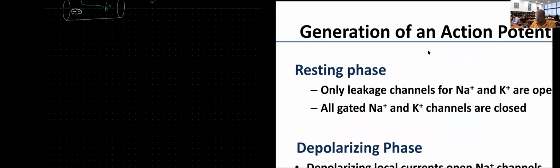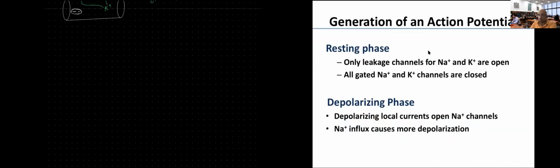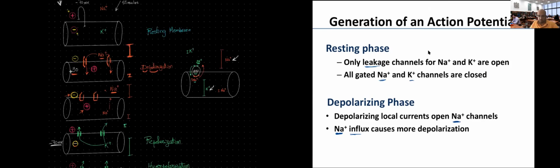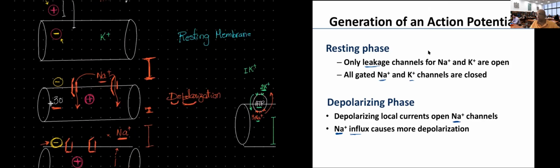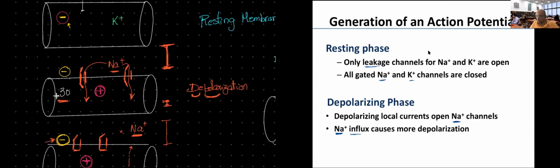All right, so during the resting phase, only leakage channels of sodium and potassium are open, and all gated sodium and potassium channels are closed. In the depolarization phase, I will allow the sodium influx by opening the voltage-gated sodium channels. And as I allow the sodium influx, now the inside of the cell membrane will become more positively charged, allowing the depolarization phase of the action potential.